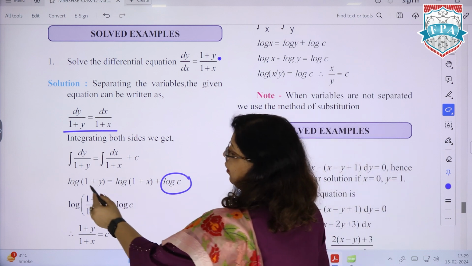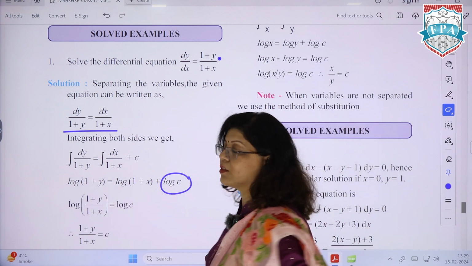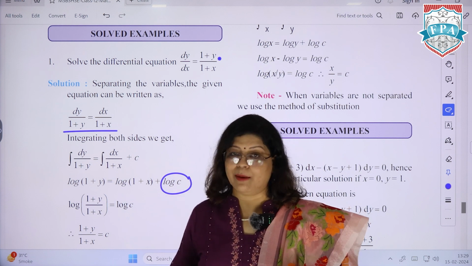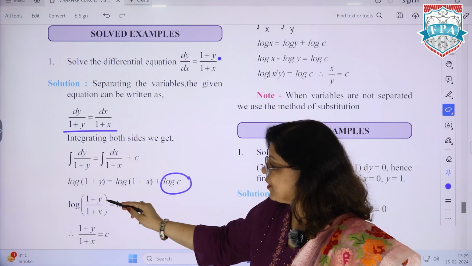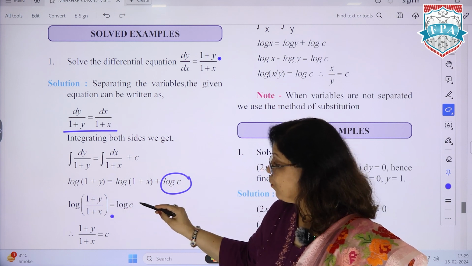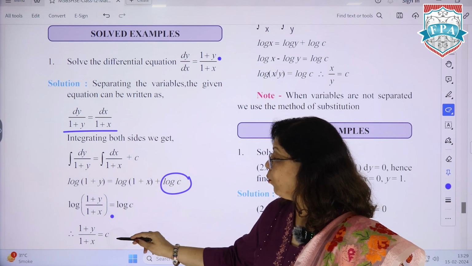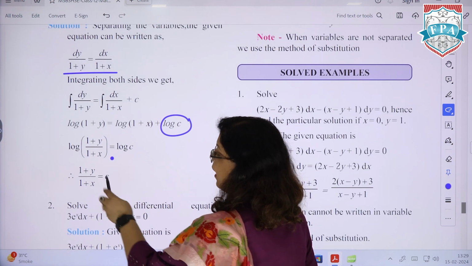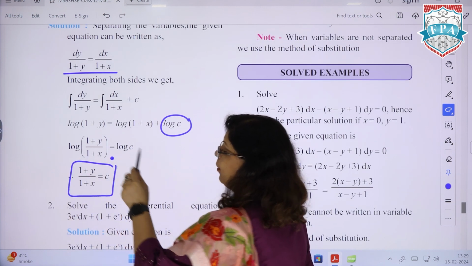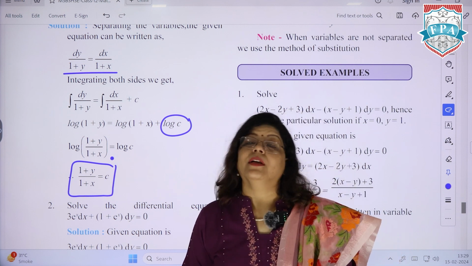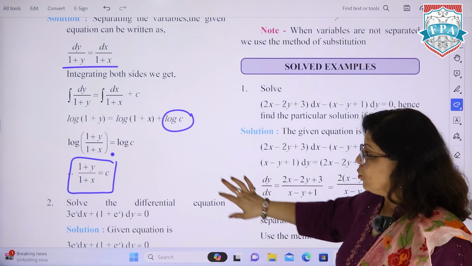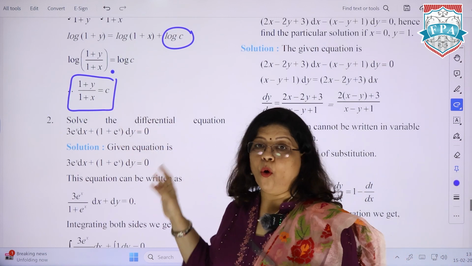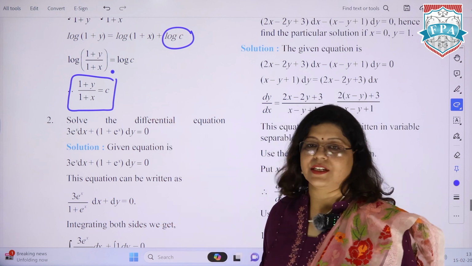So log 1 plus y minus log 1 plus x. This is the basic quotient rule of logs: log m minus log n is equal to log m upon n. So we'll put them as log of 1 plus y upon 1 plus x is equal to log c. And then by anti-log, we can remove the log and your final answer will come up as 1 plus y upon 1 plus x is equal to c. Now this is the general solution. In this way we come to the answer which is free from log, dy, dx, everything.